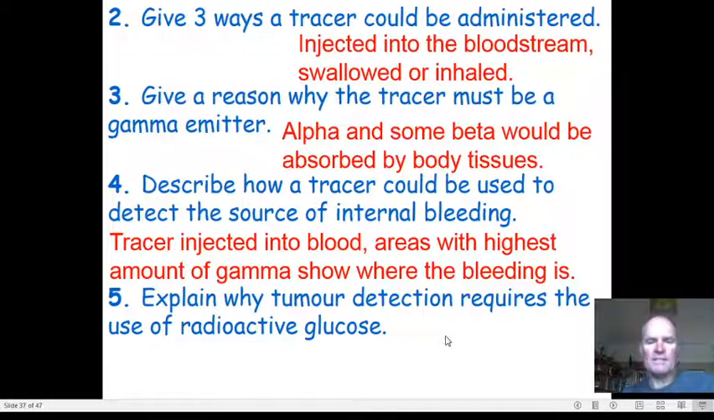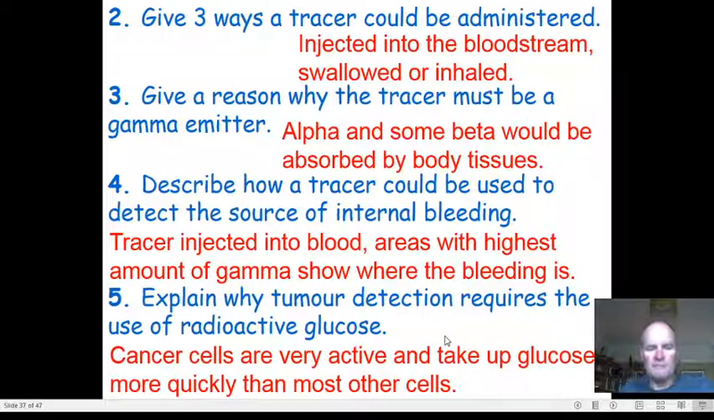And finally, why tumour detection requires the use of radioactive glucose: it's because cancer cells are very, very active. It's uncontrolled cell division, as you may have seen on the introductory video that I put in the lesson materials. Cancer cells take up glucose more quickly than most other cells. So if they're taking up glucose quickly, they will be taking up the radioactive isotope attached to that glucose, and therefore there'll be a hot spot, a bright spot in the imaging that will show that.